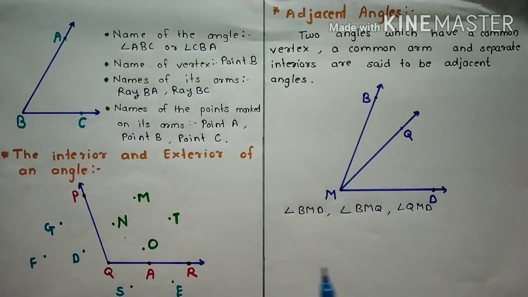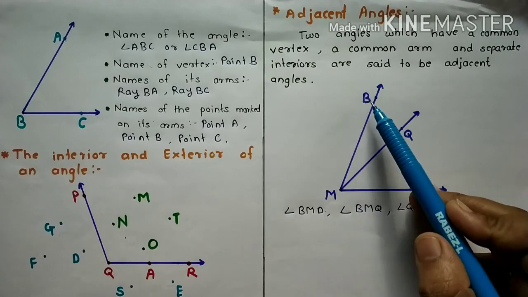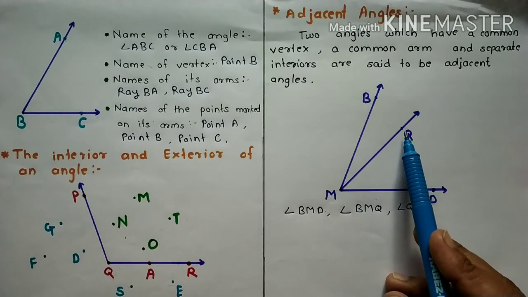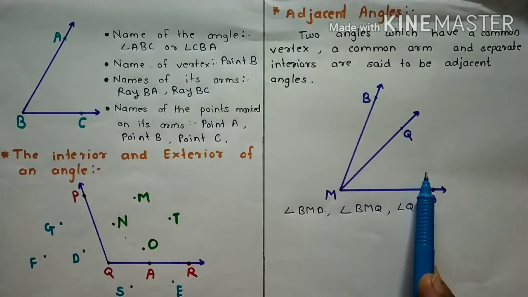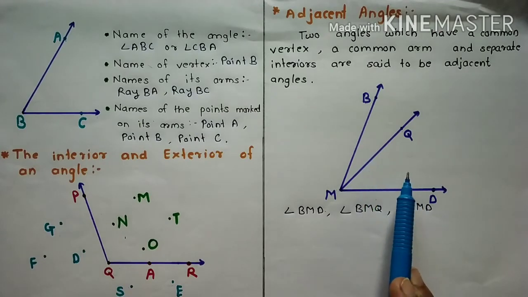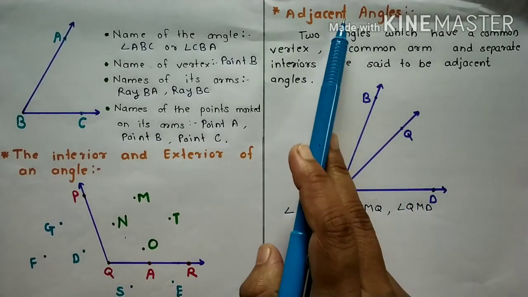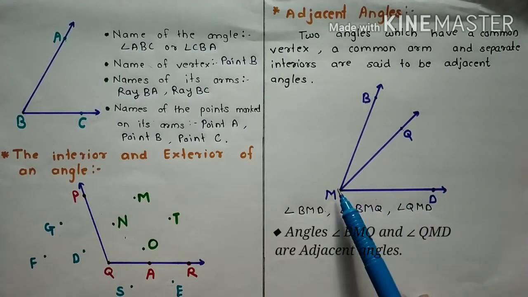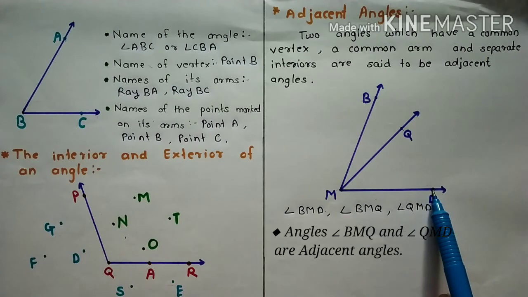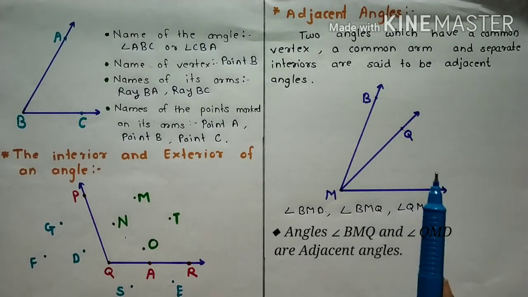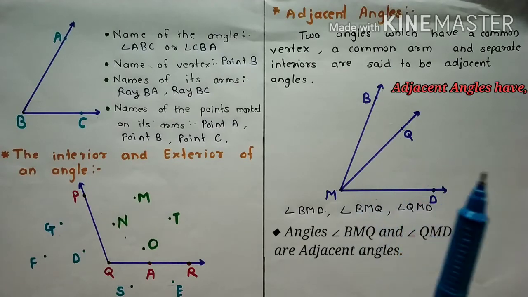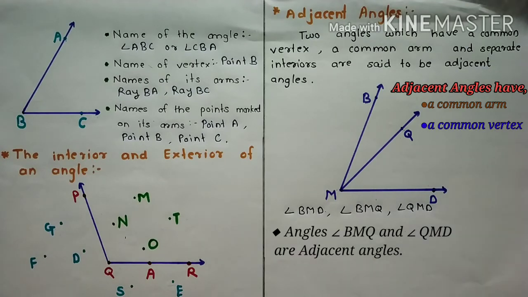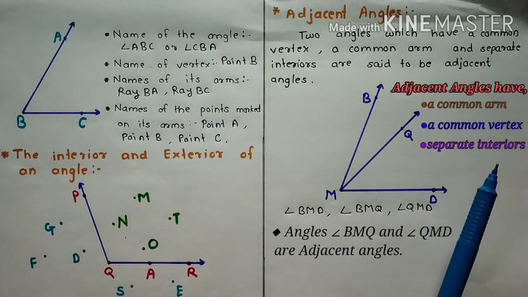Now see the interior of these two angles. The interior of angle BMQ is this part and the interior of angle QMD is this part. That means they have separate interiors. Therefore, by the definition of adjacent angles, angle BMQ and angle QMD are adjacent angles. So remember that adjacent angles have one common arm, they have a common vertex and adjacent angles have separate interiors.